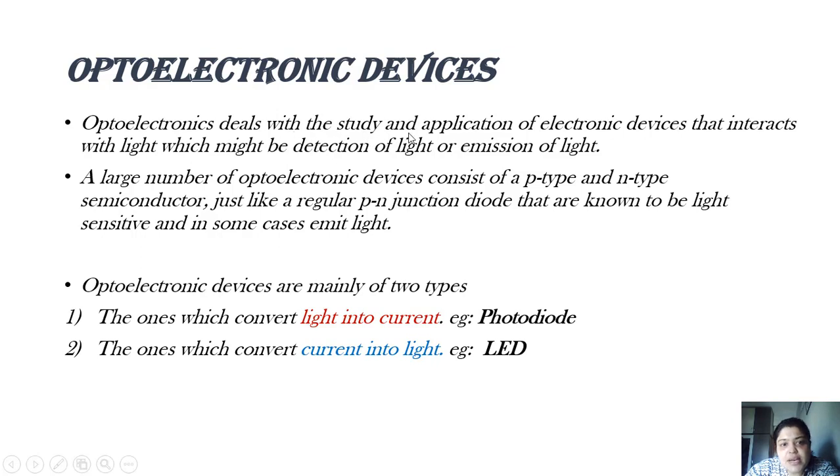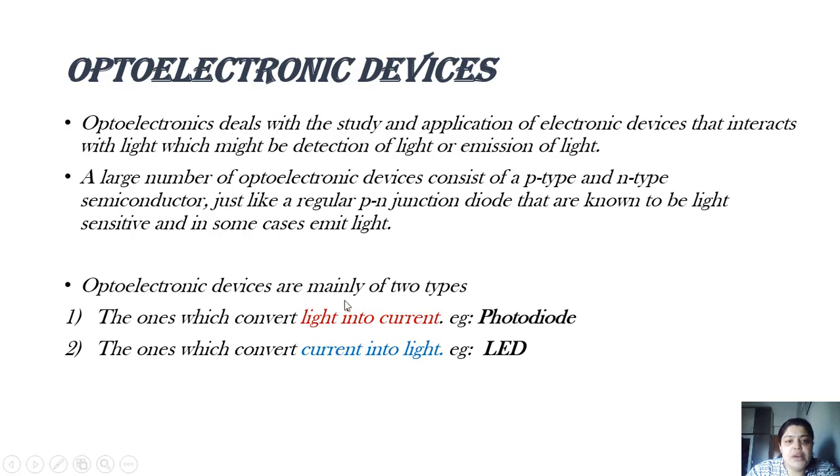It deals with a study or an application of electronic devices that interacts with light, which might be detection of light or emission of light. Either they will detect or absorb light or they will emit light. A large number of optoelectronic devices consist of a p-type and n-type semiconductor, just like a regular p-n junction diode, which are known to be light sensitive, and in some cases they emit light.